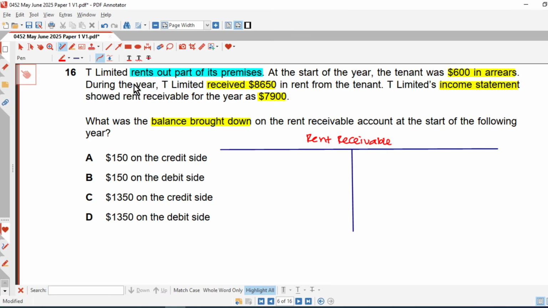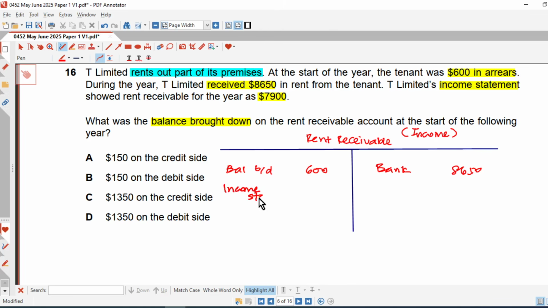When you rent out part of your premise, this actually reflects rental income. So the 600 in arrears would be accrued income, right? Accrued income, you have the rights to receive it. It is an asset. 600 on the debit side. You receive rental, debit bank, credit rent receivable, 8,650. So the income statement showed rent receivable 7,009. That is gonna be here.